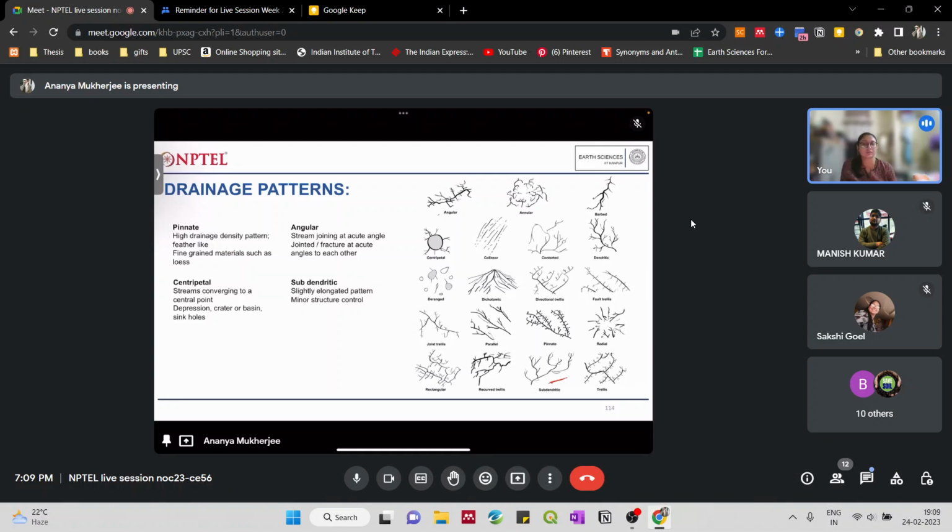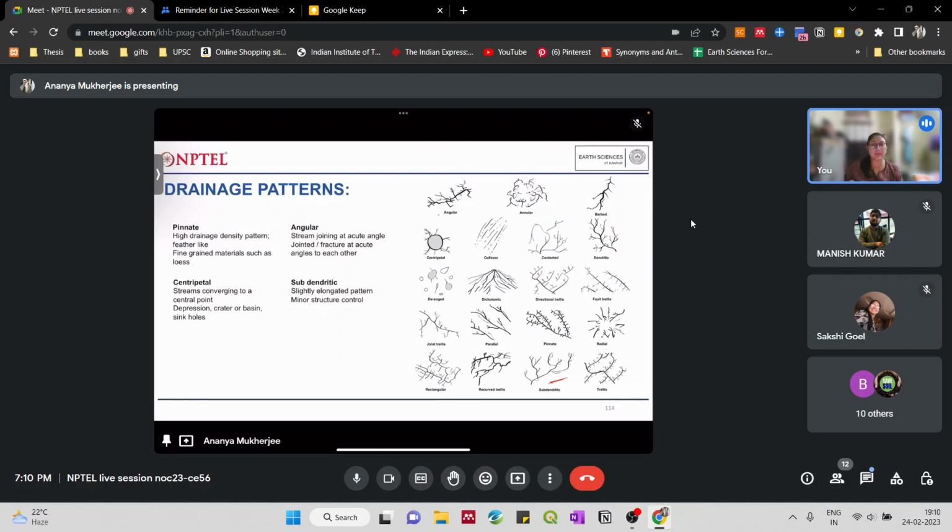Okay, so angular is again found in jointed areas. Suppose the joints are not at right angles to each other, but are at angles. The river might flow through these joints and then form the angular drainage pattern.